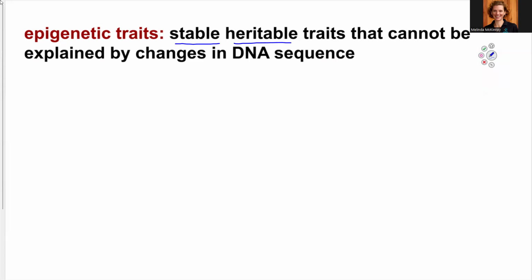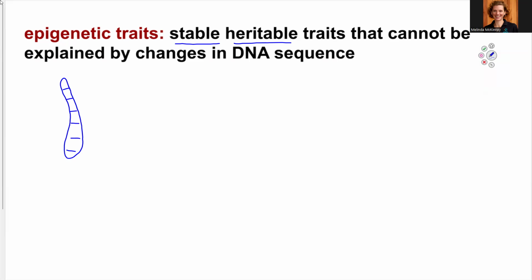So epigenetic traits, defining that, these are stable heritable traits. So this is passed down from parent to offspring, and it cannot be explained by changes in the DNA sequence. So it's not a mutation in the DNA. So what does that look like? Well, you've got your chromosome here, and you have a sequence of genes.